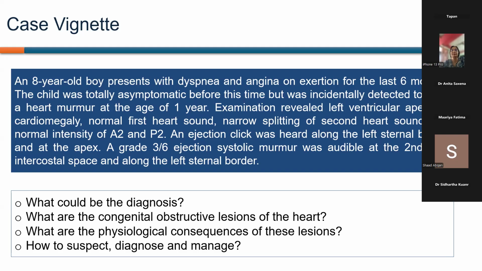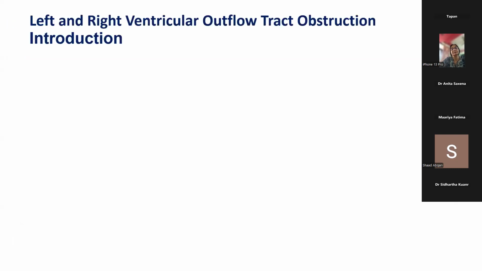So I think this is a very typical case that you're going to see, and if you examine properly, you will be able to get all these findings. So what could be the diagnosis? Yes, it is an obstructive lesion for sure. What are the congenital obstructive lesions? That's something we're going to discuss. And how do you take care of such patients? How do you suspect? How do you diagnose? And how do you manage? That is what is important.